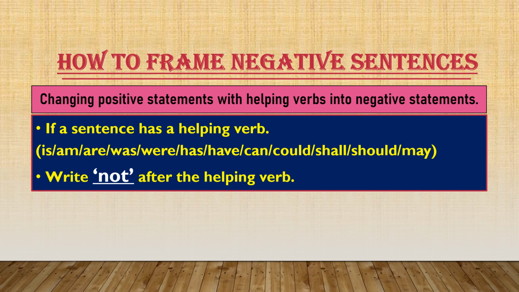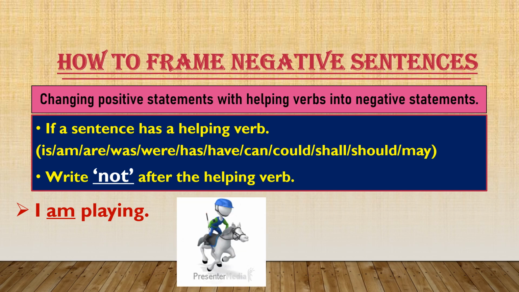You just have to find the helping verb in the sentence and write not after the helping verb, and your sentence will be changed into negative. Let us take an example for better understanding. I am playing. Let us find the helping verb over here. Yes, I've underlined it for you. It is am. This am is a helping verb in this sentence and it is used with the main verb, that is playing. I am playing.